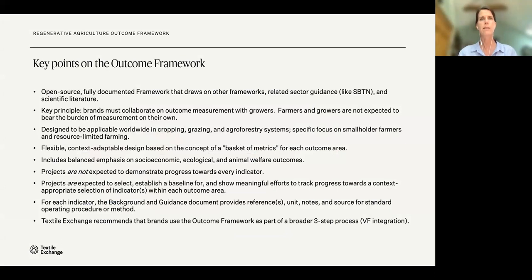And again, noting that this is the basket of indicators, so there's not an expectation that projects would implement every single one of these by any means. This is set up to be able to choose the ones that are right for your project and then work further on baselining and implementing those. And Textile Exchange recommends that brands use this outcome framework as part of a broader three-step process gifted by VF Corporation. And you'll hear more about that in a moment.